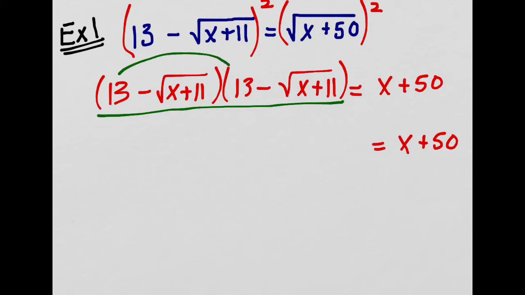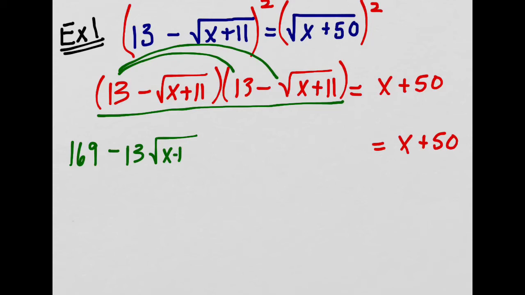There's your first multiplication, the 13 times the 13. That's the 169. Now I'm going to take that 13 and multiply it with this radical. And just like you saw, the 13 has to stay outside. So it's a positive 13 multiplying with a negative radical, but the 13 is going to stay outside of that. So this gives me a negative 13 root x plus 11 for that second multiplication.